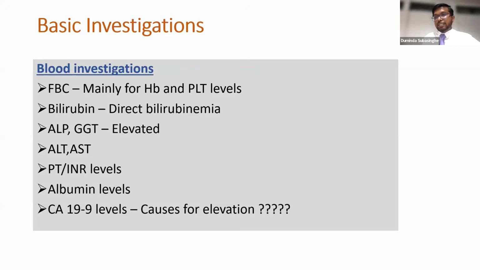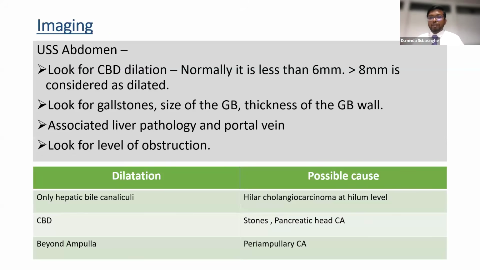But the other investigations are mandatory ones to confirm your obstructive jaundice, to assess complications like coagulation, and to look at the nutritional status. So all these things happen concurrently with this level. Then, once you do these things, this is the interpretation I mentioned. Next, imaging.